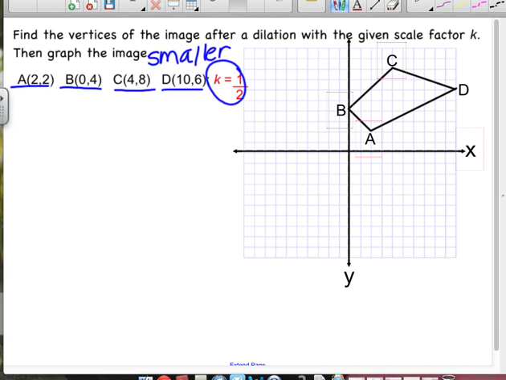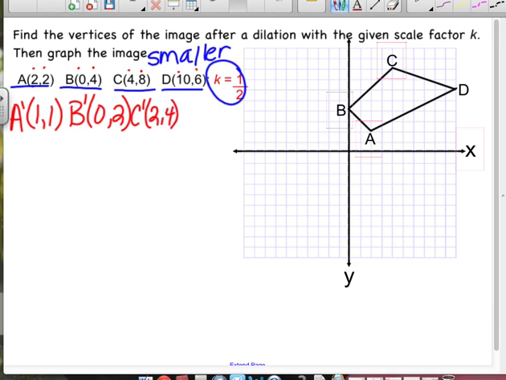Now, mathematically, here's what you do. You take each one of these ordered pairs, each one of these x and y values, and don't forget about those guys, and you multiply them all by half. And that will give you your primes. So A prime, if I take 2 times 1 half, that gives me a 1. That's for both of those. B prime is going to be 0, 2, because 0 times half is still 0, and 4 times half is 2. C prime is going to be 2, 4, right? I'm just taking half of it. And D prime would be 5, 3.